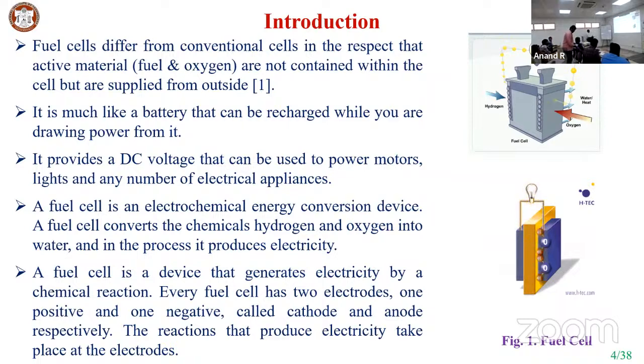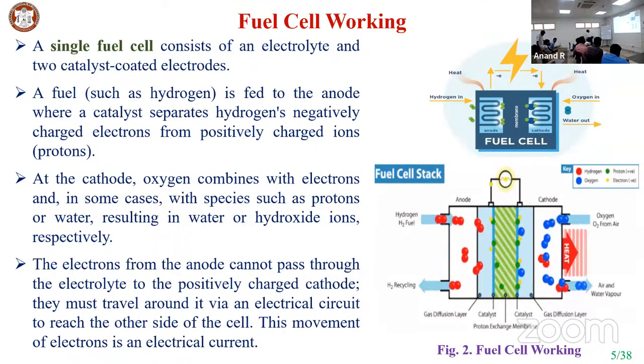The fuel cell is a device that generates electricity by a chemical reaction. Every fuel cell has two electrodes, one positive and one negative, called cathode and anode. Normally the positive terminal is the cathode, and the anode is the negative terminal. A single fuel cell consists of an electrolyte and two catalyst coated electrodes.